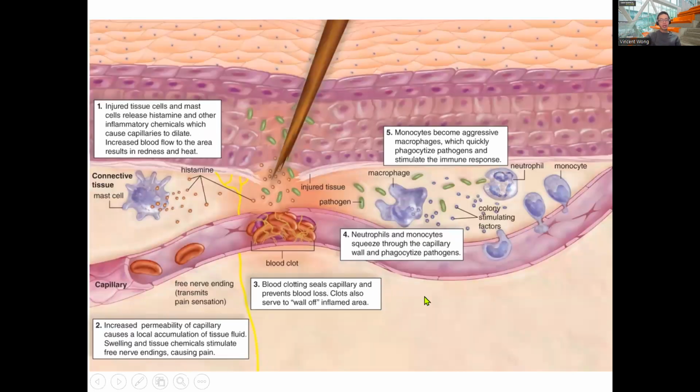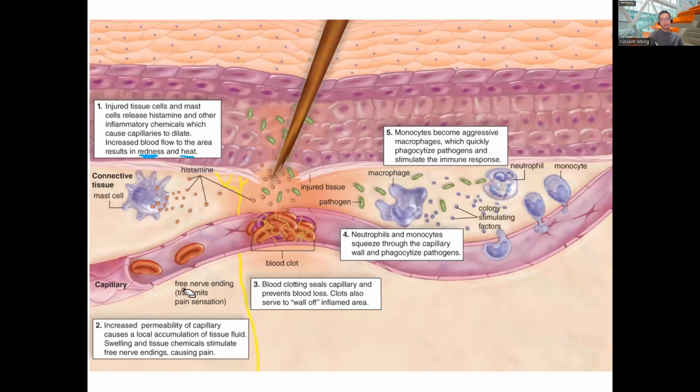So here is a summary of a lot of things that we've talked about. It's a good thing to read through on your own, but let me just briefly go through it with you. Right? We have the splinter coming in. We have the green bacteria that are introduced in the tissue, and right away with the tissue damage, the mast cells are going to release histamine. So injured tissue cells and mast cells release histamine and other inflammatory chemicals, which cause capillaries to dilate. So that's the vasodilation we talked about. And that would increase blood flow to the area, resulting in redness and heat, warmth, right? So those are two of the four hallmarks associated with inflammation.